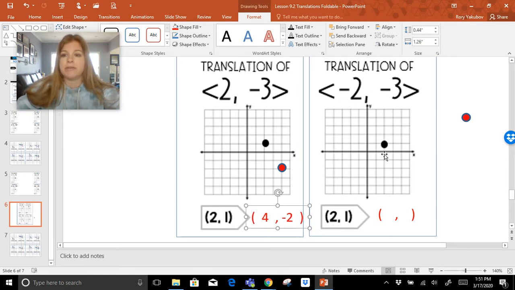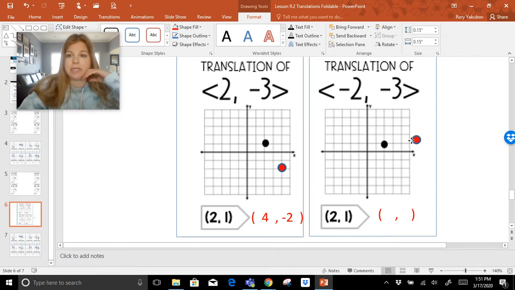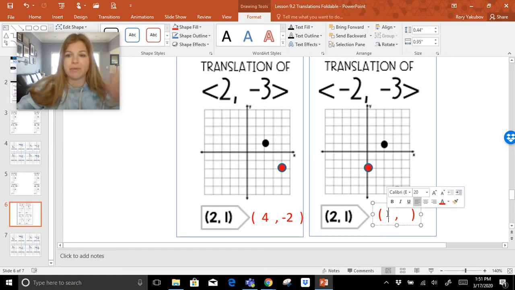And the last one, if I was to take this point and move it negative 2, negative 3, that would mean that I would need to translate this point 2 units to the left and then 3 units down. Okay, negative 2, negative 3. So 2 units to the left, 3 units down, and then I have my ordered pair of 0, negative 2.